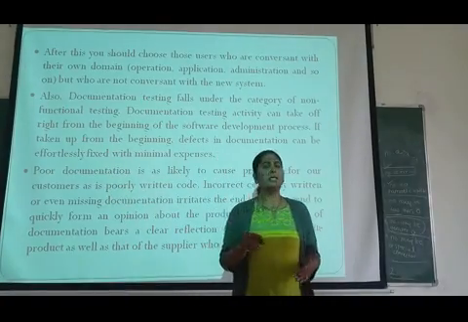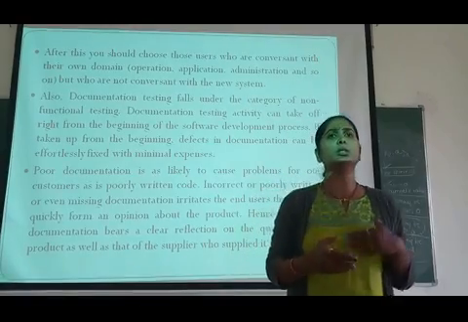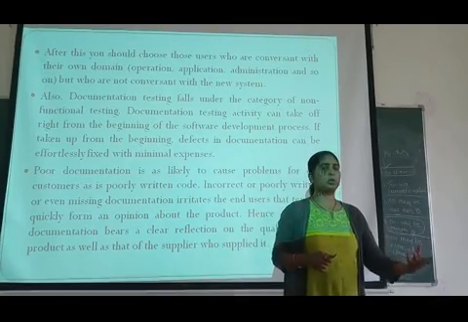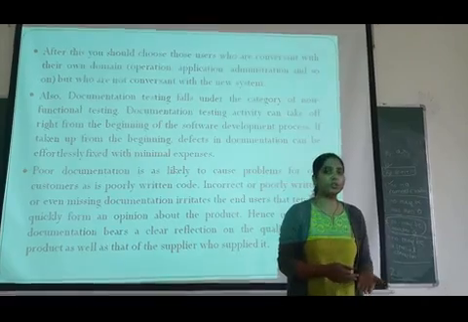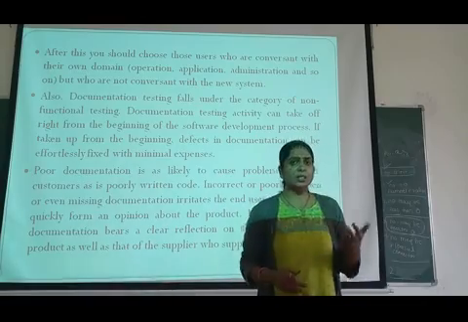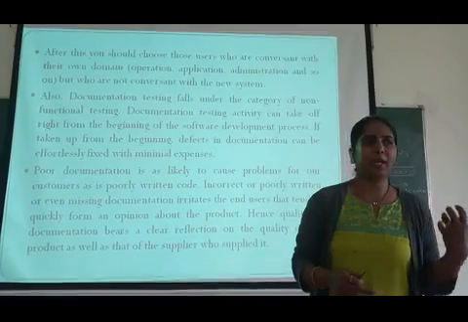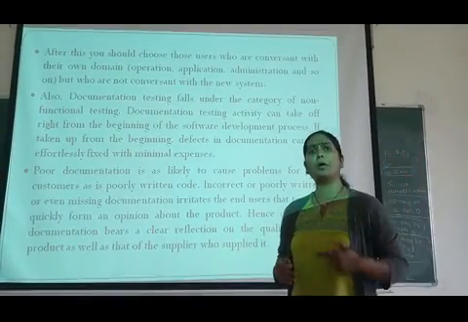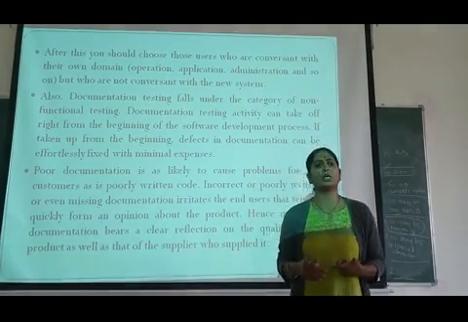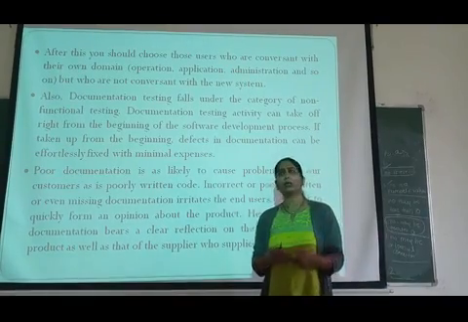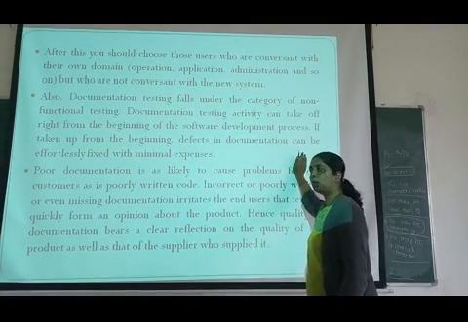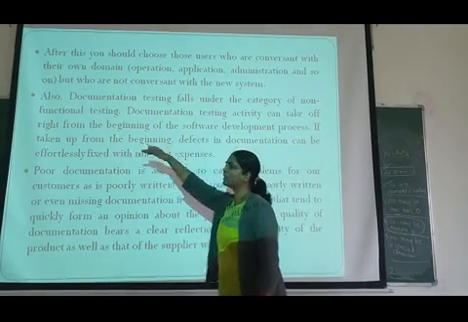You know what it means? See, user documentation testing is a category of functional testing, which means that it is a category of black box testing. What it means is that what we are going to check over here is input given and output coming. So this type of activity should get done from the beginning of the software development process. Now why should it get done from the beginning? Through that we can say that whatever defects occur in the documentation will be effortlessly fixed.